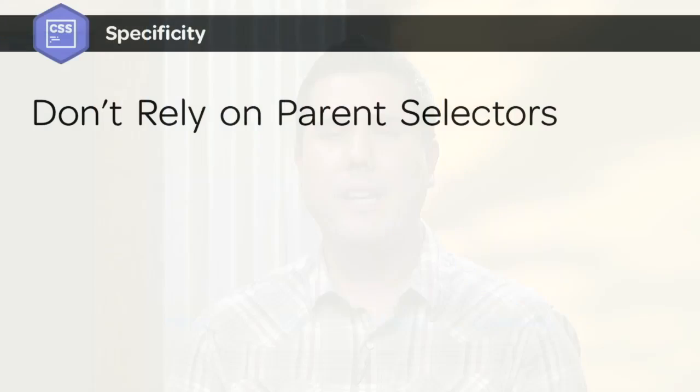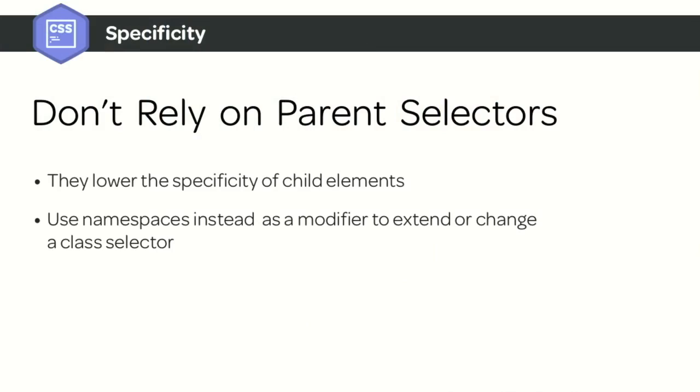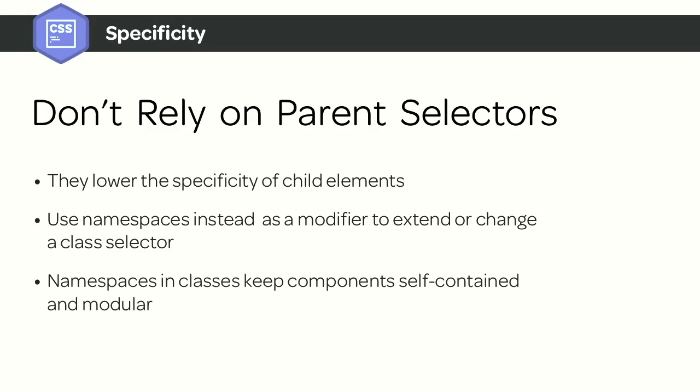So other things to keep in mind with specificity is that we should not rely on parent or descendant selectors because they lower the specificity of child elements. Now, a better approach is using namespaces as modifiers. That way, they're self-contained and modular. The modifiers can then be used anywhere and they're not entirely location-based.